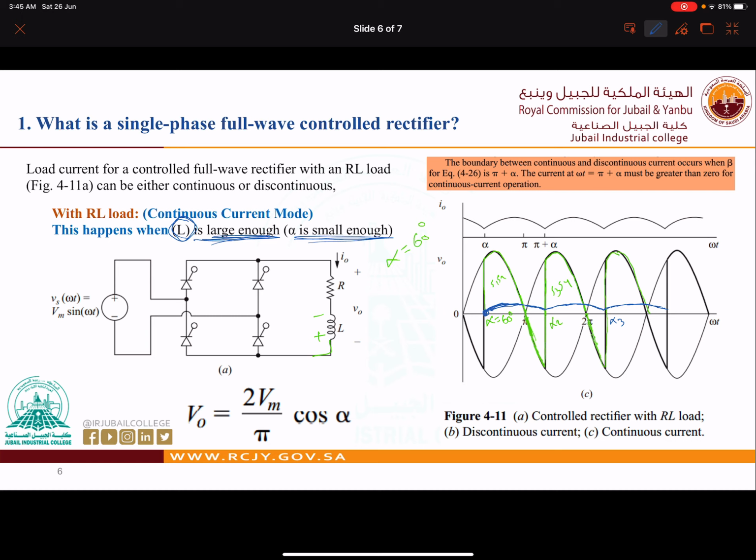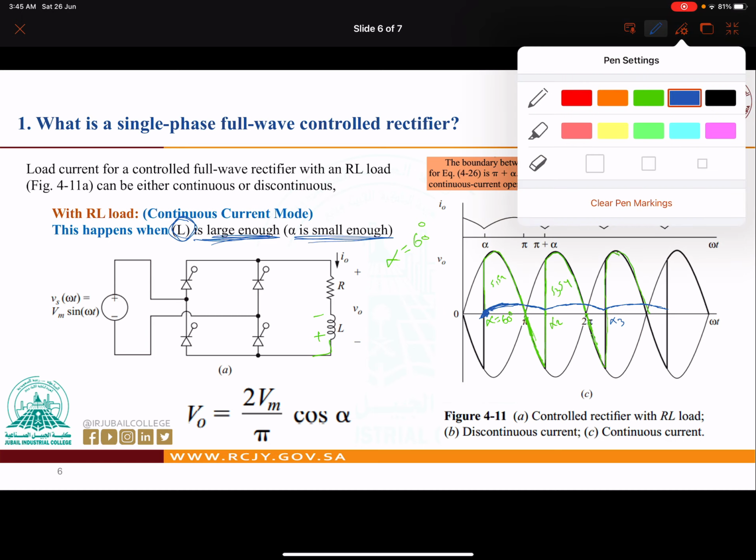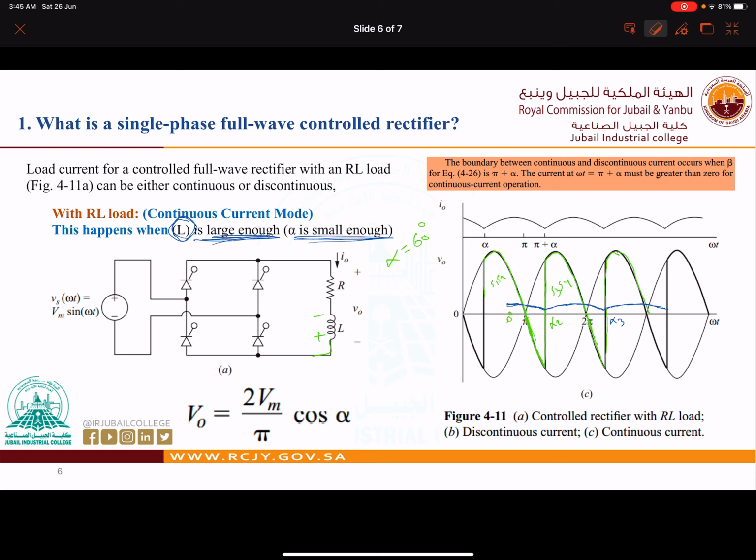As you can see, of course, now here, it will not go from 0. So it will be like this. So it will not touch 0. It will not touch 0, and so on. Okay?